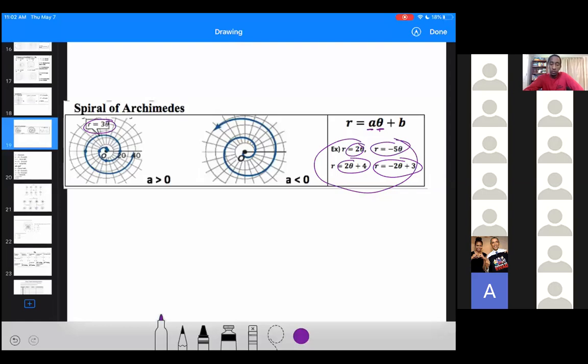I received a question on the chat that I want to answer because I didn't clarify that. Thank you for asking that. We had a being greater than 0, a being less than 0, and what is the difference between them? If you look at the first one, a is greater than 0. You can see how it starts over here on the right side of the polar axis, and then it goes up. And this one on the right starts on the left side of the polar axis, and it goes down. That's really the only difference between them.